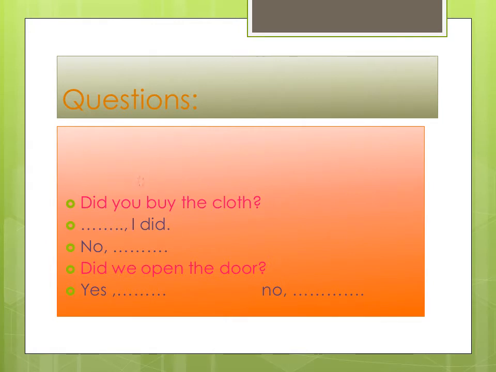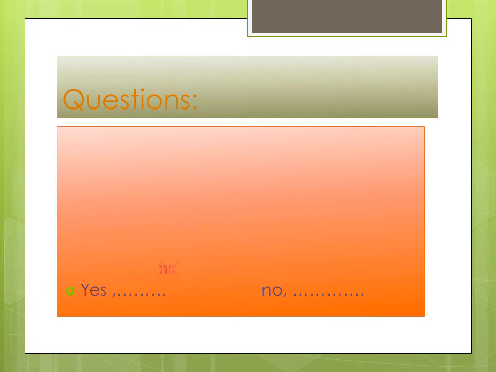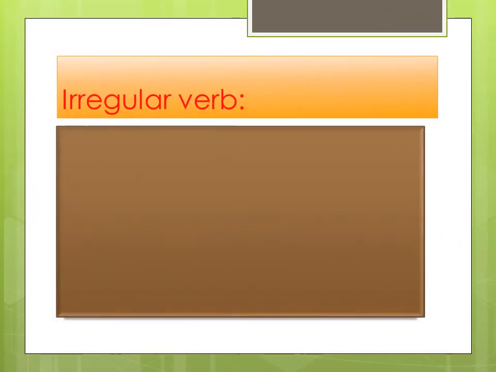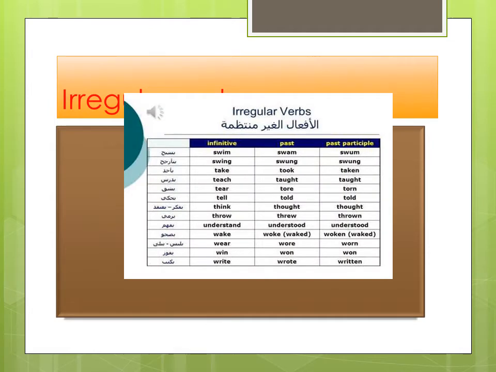We have explained this, next page now, and so I will talk about what is the meaning of irregular verb. What is the meaning of irregular verb? This is a verb that does not add d or ed.